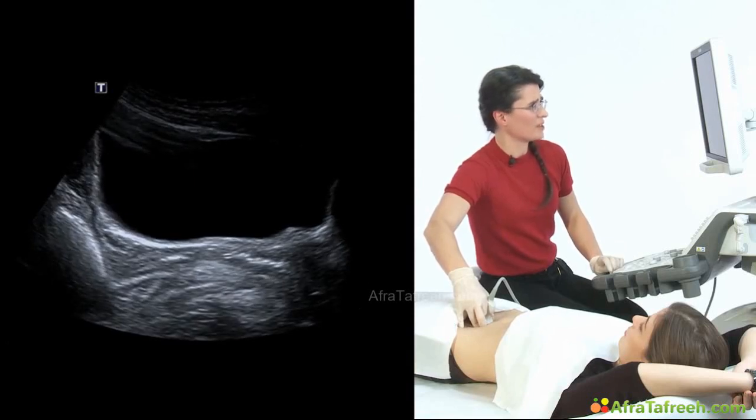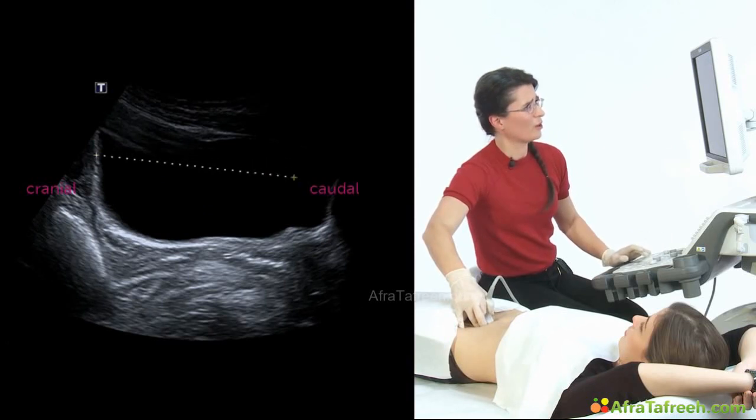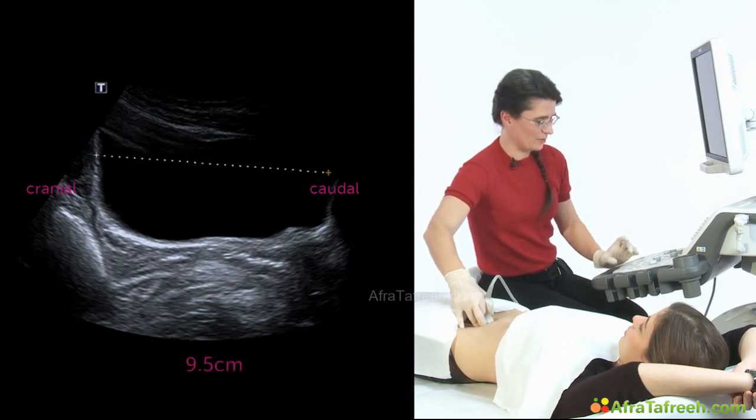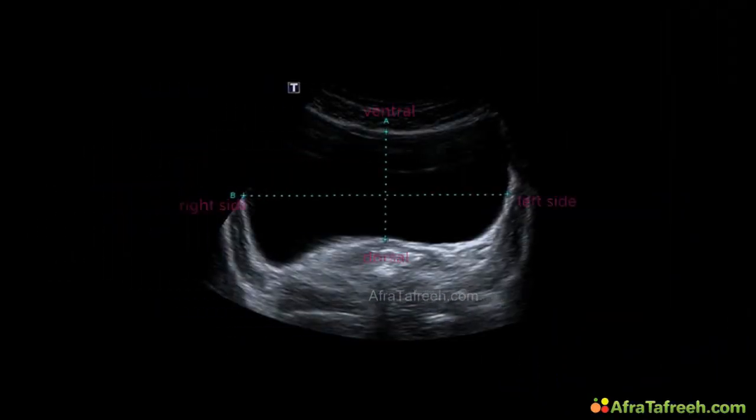And again, we take the 3rd diameter we need for our calculation. This is craniocaudal diameter. And this is about 9.5 centimeters. We store that too. So now that we've got our 3 measurements, we can easily calculate the volume of our urinary bladder.